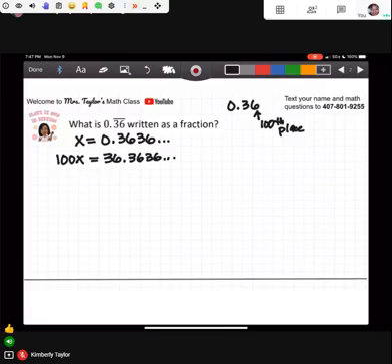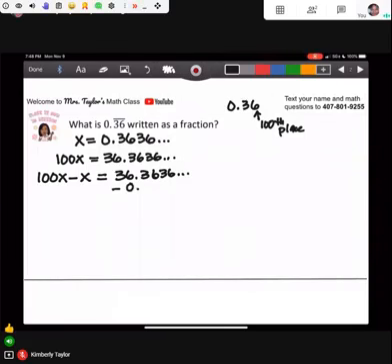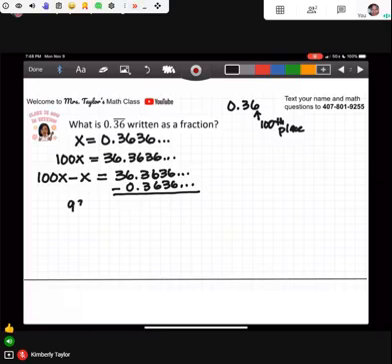Now, to figure out how to get rid of the repeating part, you need to do a subtraction. So you would subtract 100x minus x on the left-hand side. And on the right-hand side, you're going to say 36.3636... minus 0.3636..., and I'm going to write the subtraction like this so you can see exactly what I'm doing. I want to get rid of the repeating portion of this decimal. So on my left-hand side, I'm left with 100x minus x, which is going to be 99x.